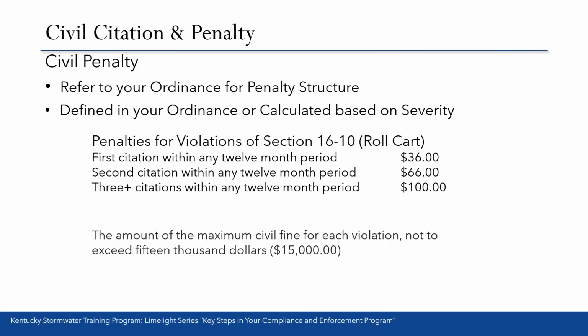Here in Lexington, we actually have a couple of different types of penalty structures. These should be spelled out within your ordinance of how that is determined. Here you can see one type of penalty structure for our roll carts: a very specified first citation, second citation, third citation with value amounts. The secondary kind is a maximum civil citation fine for each violation, not to exceed $15,000. I will continue to work through how we determine exactly what our fine is under the $15,000 mark.